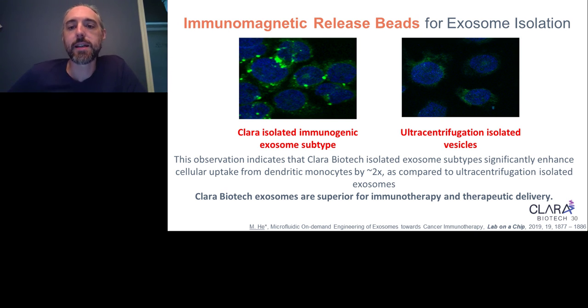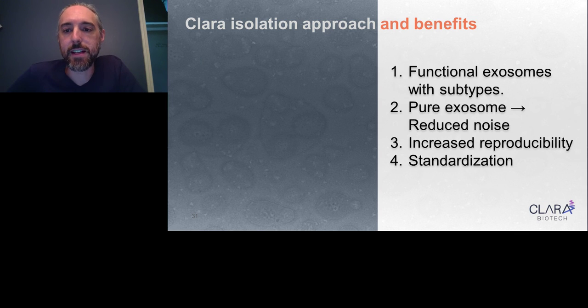So the Clara ExoRelease technology we've developed, our approach and benefits, we're able to provide functional exosomes with subtypes. And there's really no other method today to be able to get to pure functional subtyped exosomes that are isolated from a solution. We're able to reduce noise in isolation and increase reproducibility. And hopefully, our goal is to move the industry towards standardization. One protocol that gets you the same results each time, every time, regardless of what you're trying to do.